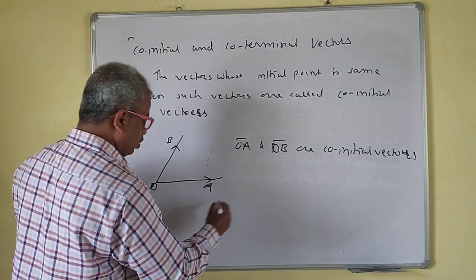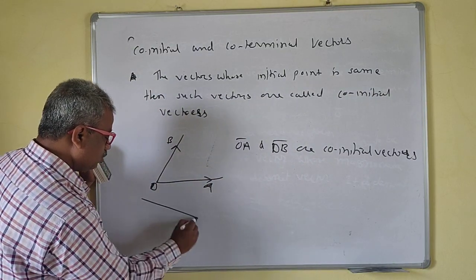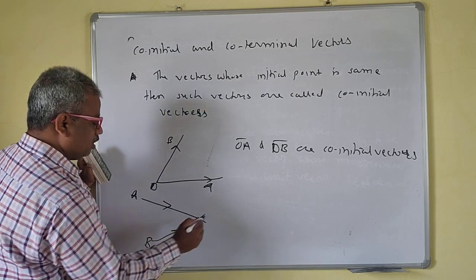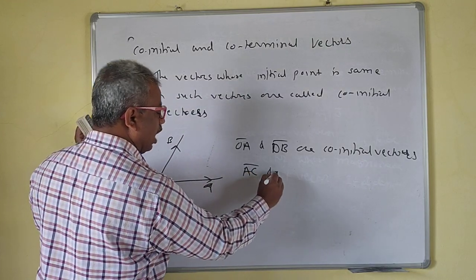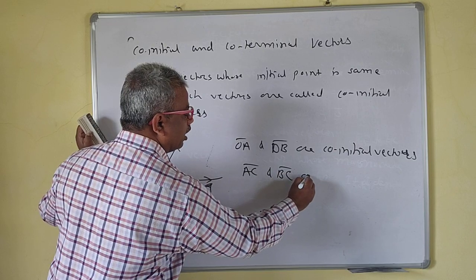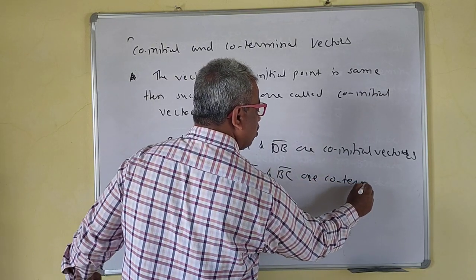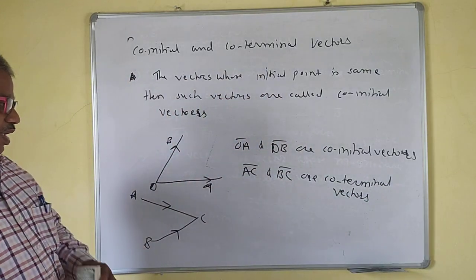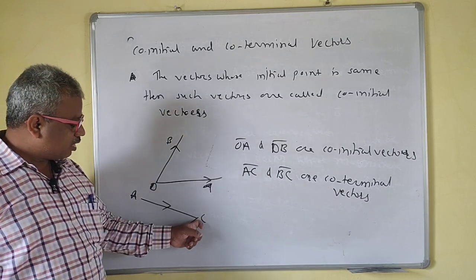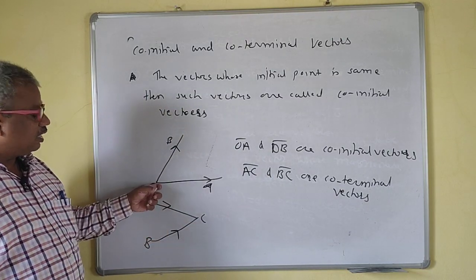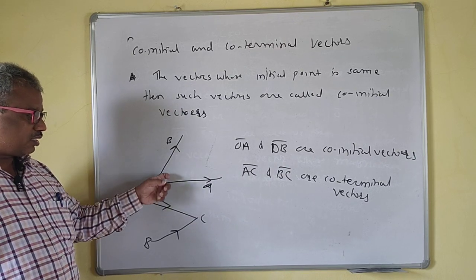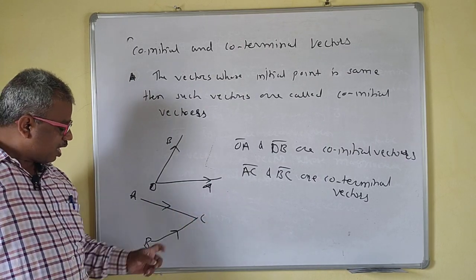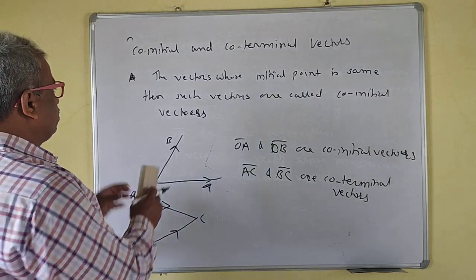Now suppose this is an example. Suppose this is A, this is your B, and suppose this is C. Then AC bar and BC bar are co-terminal vectors, right? That means terminal points are same. See here, the initial point is same, so these are co-initial vectors. Here the terminal point is same, so therefore AC bar and BC bar are co-terminal vectors.